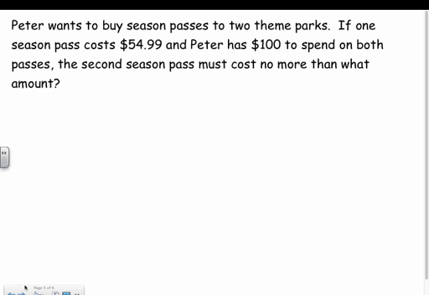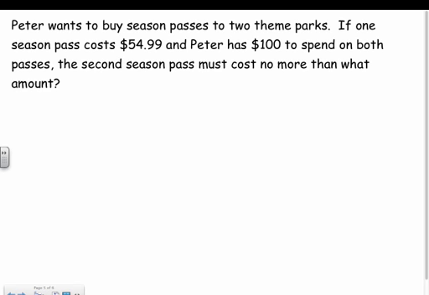We can also write inequalities for story problems. I know in this case, when I read through this, you're going to be like, hey, I don't really need to write an inequality. I can figure this one out. But let's write one anyway, just so we get used to it. Peter wants to buy season passes to two theme parks. If one season pass costs $54.99 and Peter has $100 to spend on both passes, the second pass must cost no more than one amount.